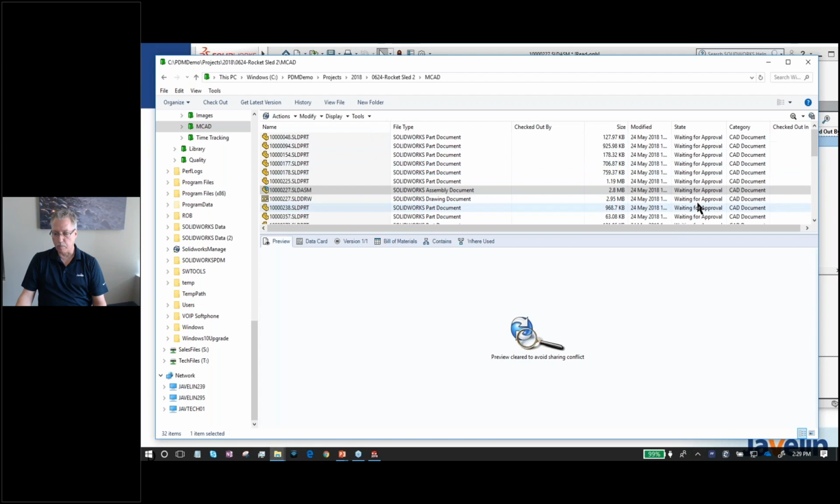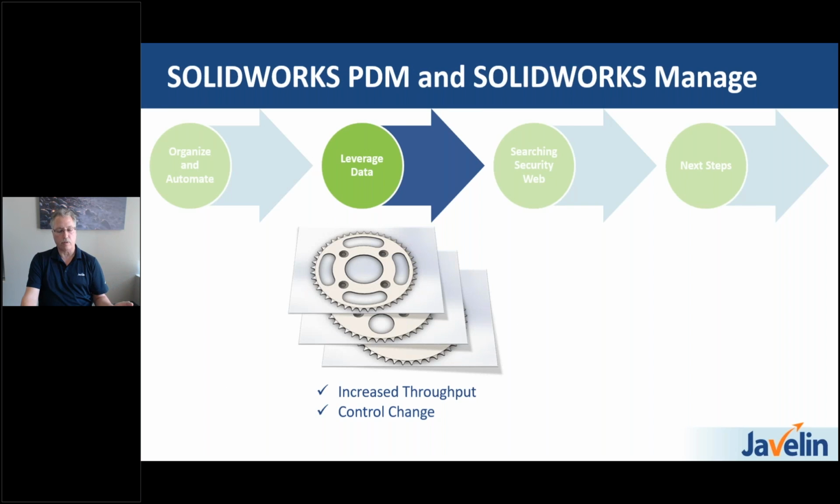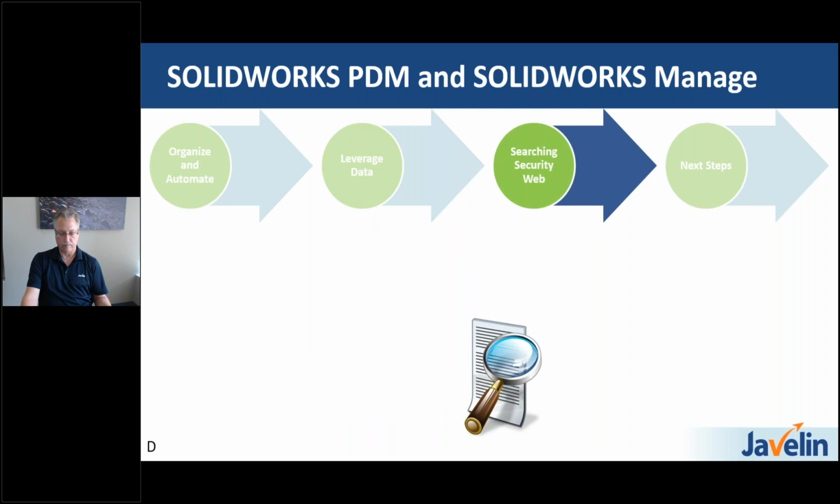And I take a look at those parts, and they're all waiting for release. So everybody's kept up to speed of what's happening. We now know that the designer has sent something for release, and it's waiting for management to go ahead and approve it. So the nice thing about that is whether it's a Word document or a CAD file, we can do the same type of process for all sorts of documents. We can make sure that we've got increased throughput, and we can control change.